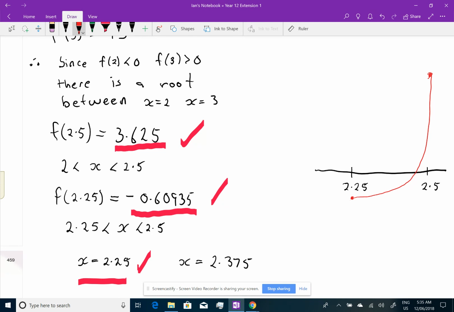Anyway, there we go with those. We'll continue with those tomorrow in HSC questions, and then we'll move on to Newton's method.